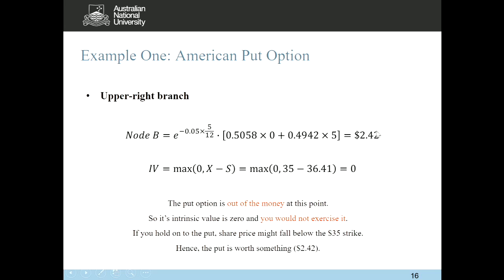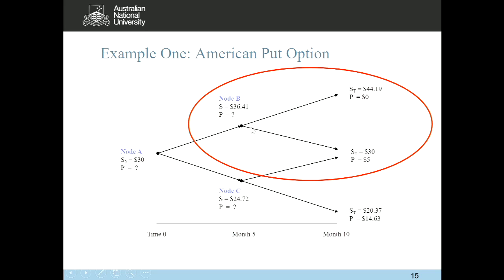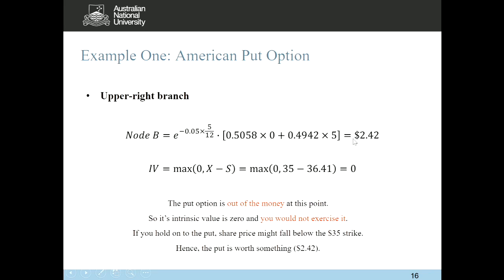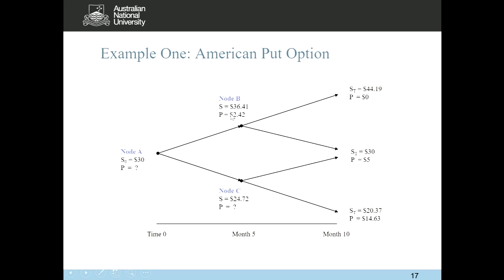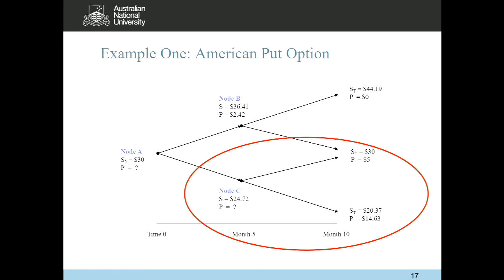So we compare the intrinsic value with the discounted value, which means holding on to that put option for another 5 months, there is more opportunity for this put option to be in the money. So that's worth something, and that's worth $2.42. So we simply write down $2.42 at node B, all right? Then we're going to repeat the same process for the lower half branch, okay?